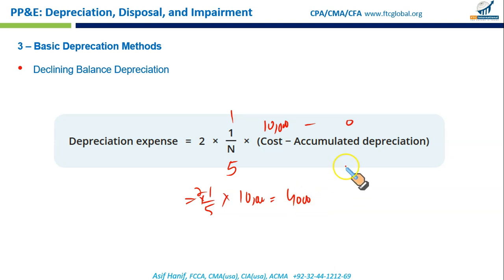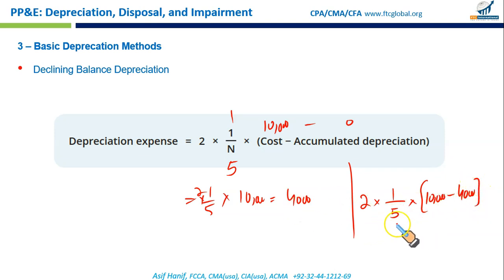So what about the second year? In the second year, you use the same formula, 2 into 1 over 5. But this time, cost stays the same, but now we have depreciation of 4,000 in the accumulated depreciation account, right? So when you calculate this now, it is $2,400. So this is the second year depreciation. This is the first year.